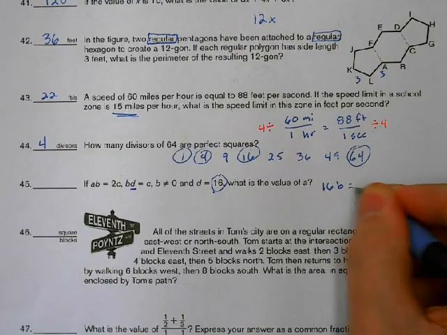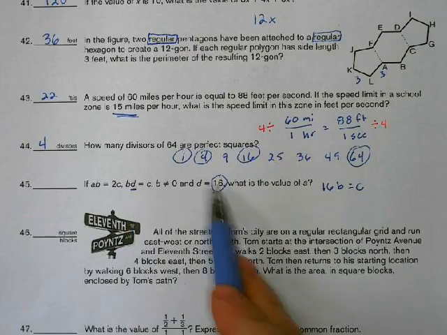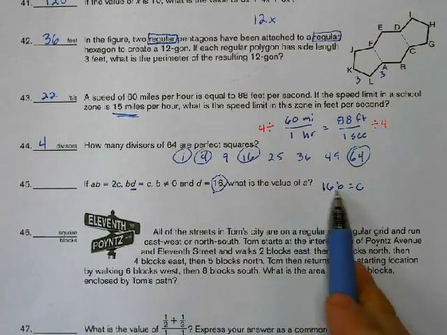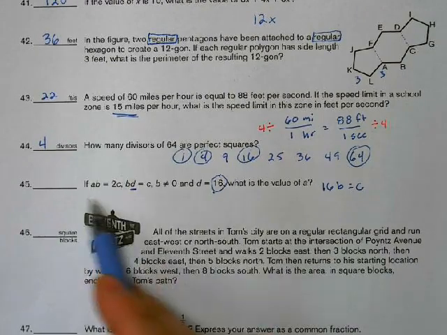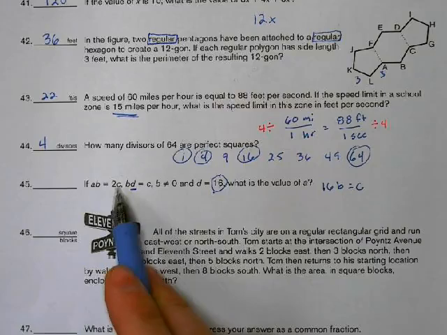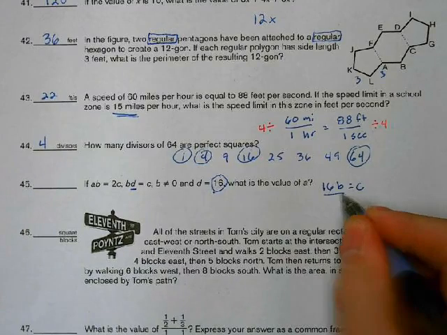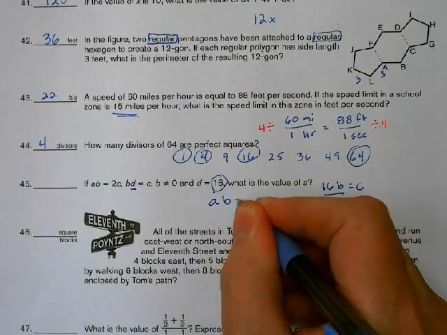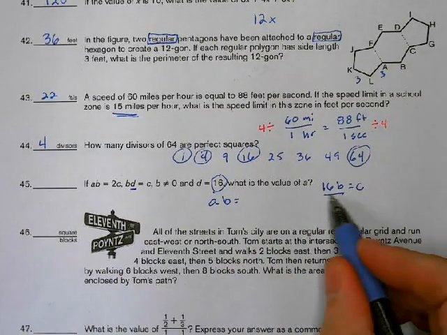is equal to C. Okay, so I've just plugged in 16 for D because they told me that they were equivalent. Now I've got 16 times B is equal to C, and now I'm going to substitute again. You can see I'm working backwards through this problem. I'm going to substitute into here. Instead of C, I'm going to plug in 16B because this equation says they're equivalent to each other. So I've got A times B equals 2 times 16B.